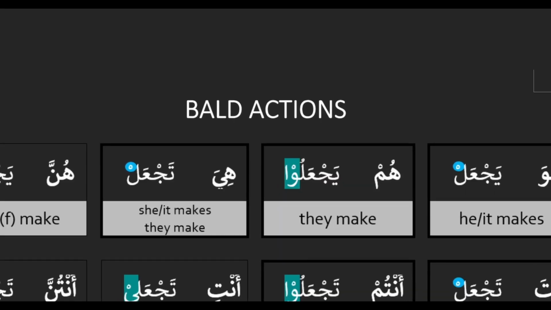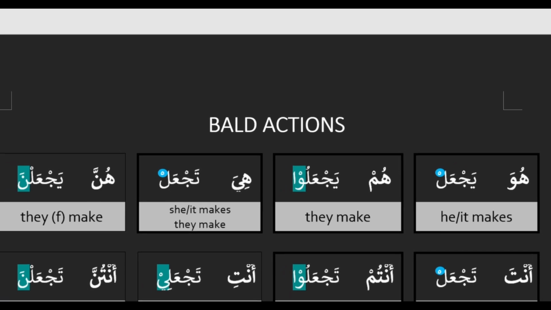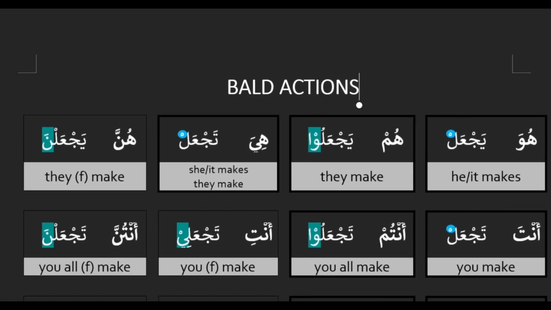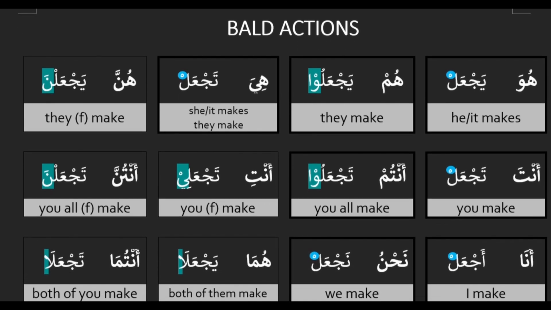Yes, ma'am. Again, bald actions are when your present tense endings look different than what we're used to. What about past tense? Past tense never changes. So bald actions only concern present tense? Present tense. So take a look at this chart. This is our present tense chart.